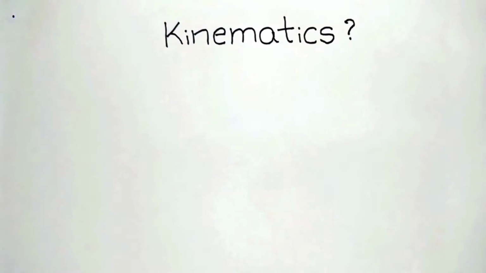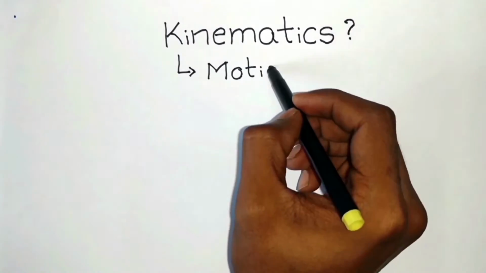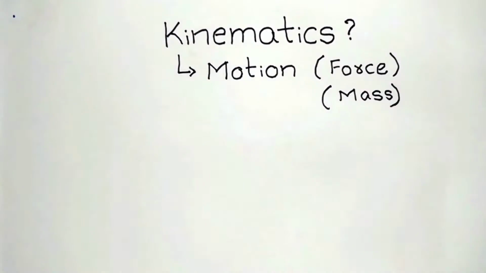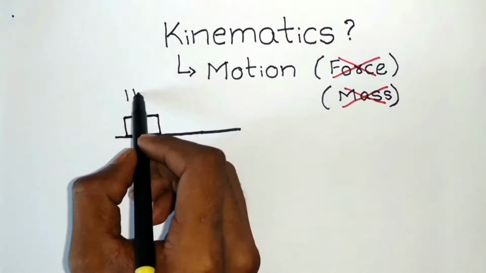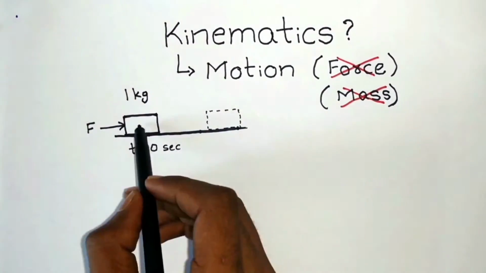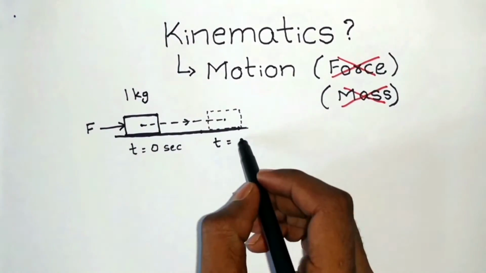So what is it? Kinematics describes the motion of a system or a body without considering the forces acting on the body and mass of the body. For example, if a force F is acted on a body of 1 kg, then kinematics considers only the motion of the body irrespective of the force acting and the mass of the body.